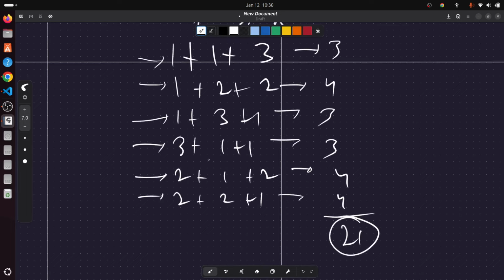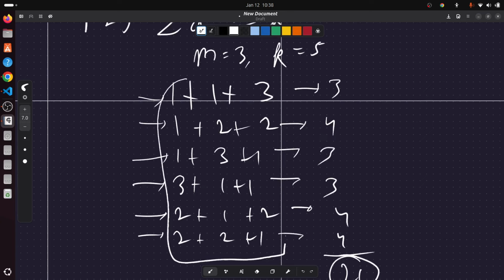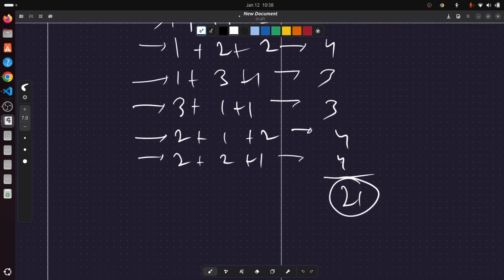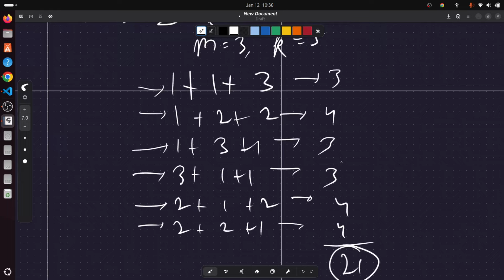But now how do I find out this answer? Because I can't really iterate over all of these different ways to break, because there are in total k minus 1 choose m minus 1 ways, and this is very large, exponential. So I can't iterate over all of these, so I'll have to find another way to find this sum. So how do I do that?